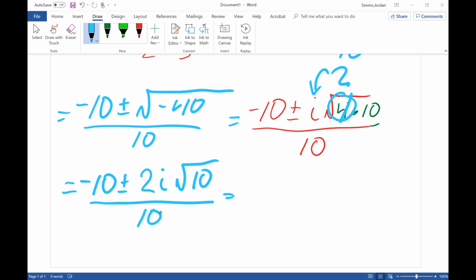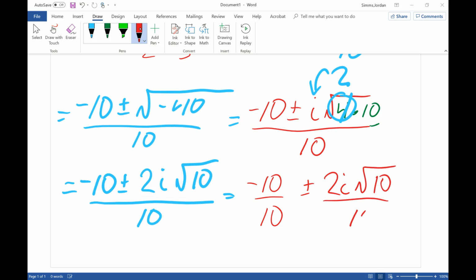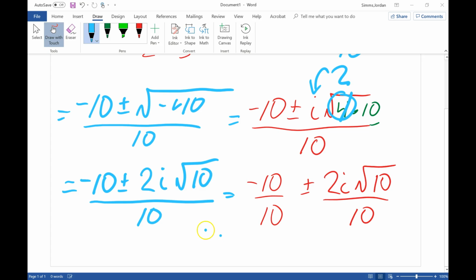So at this point now, because I have a binomial, or two terms in the numerator, I can go ahead and split this up, which I'll do. So this is going to be negative 10 over 10 plus or minus 2i root 10 over 10. And lastly, we'll just put our fractions in lowest terms, and I think we'll be good to go. I'm out of room. Hopefully I fit it all in.